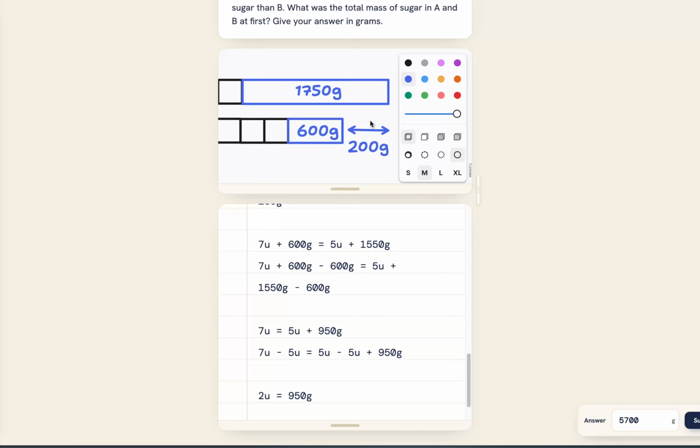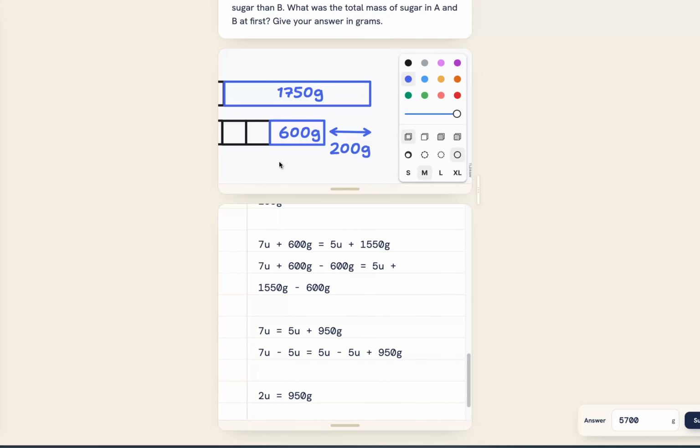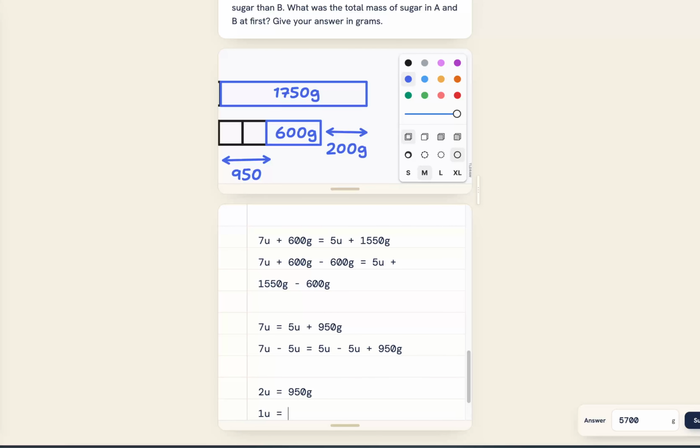So if you were to use the model over here, then you see that there is 2 units that we will put here. So you just calculate 1750 minus 800 grams, and these 2 units over here is equal to 950, not drawn to scale. So in this case, 1 unit will then be equal to 950 divided by 2. This will give us 475 grams.